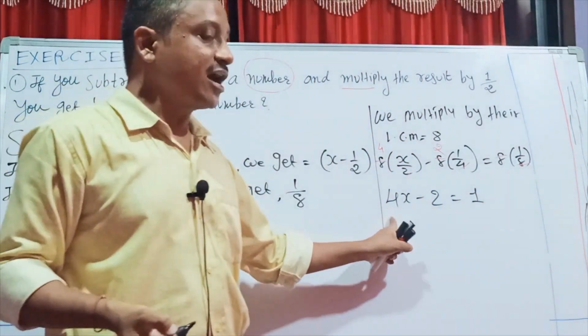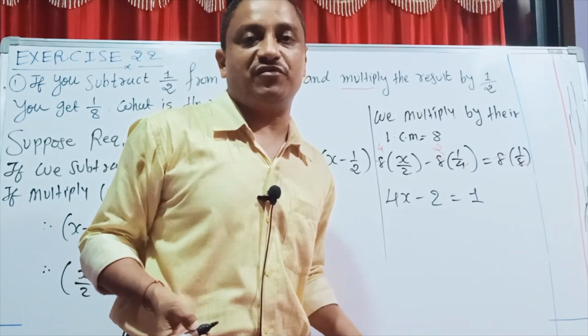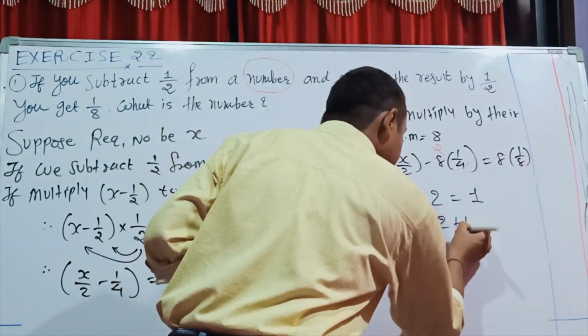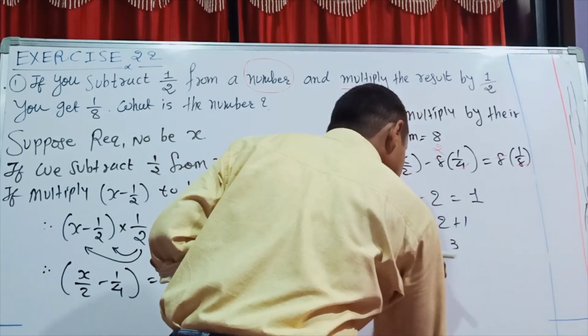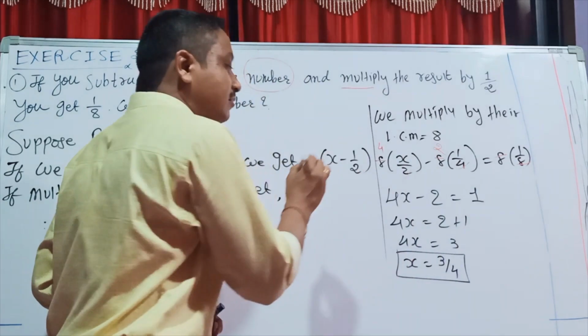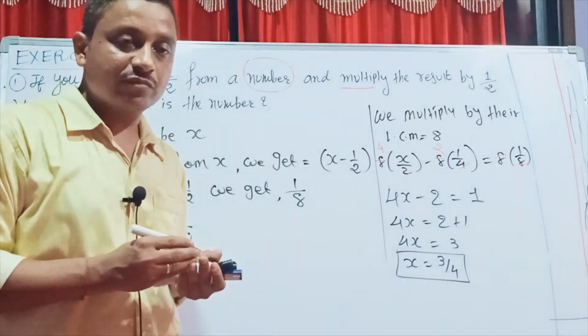And now listen students, it's very easy simplification. So 4x is equal to 2 plus 1. How much? 3. So what is x? It is 3 by 4. And that's your required number for this answer.